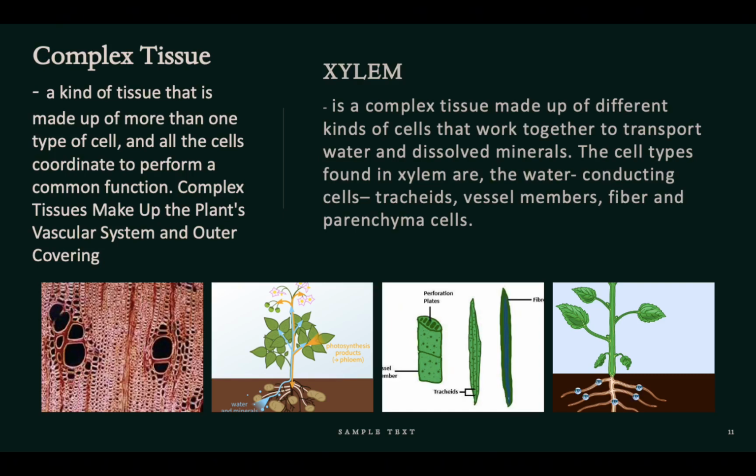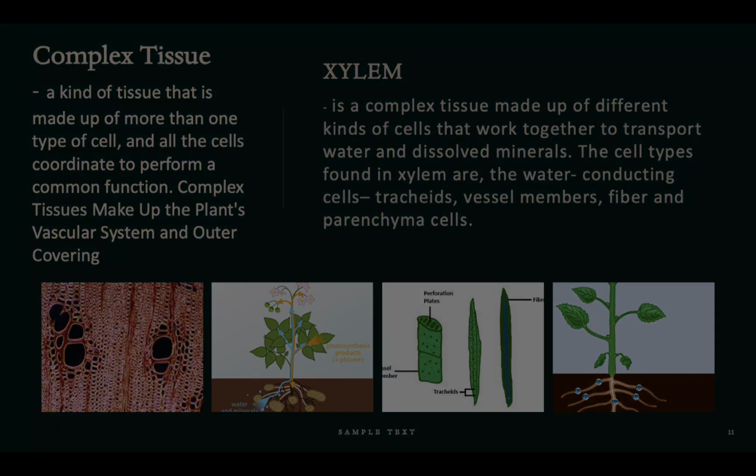The first tissue is the xylem. It is a complex tissue made up of different kinds of cells that work together to transport water and dissolved minerals. The cell types found in xylem are the water-conducting cells, tracheids, vessel members, fibers, and parenchyma cells.